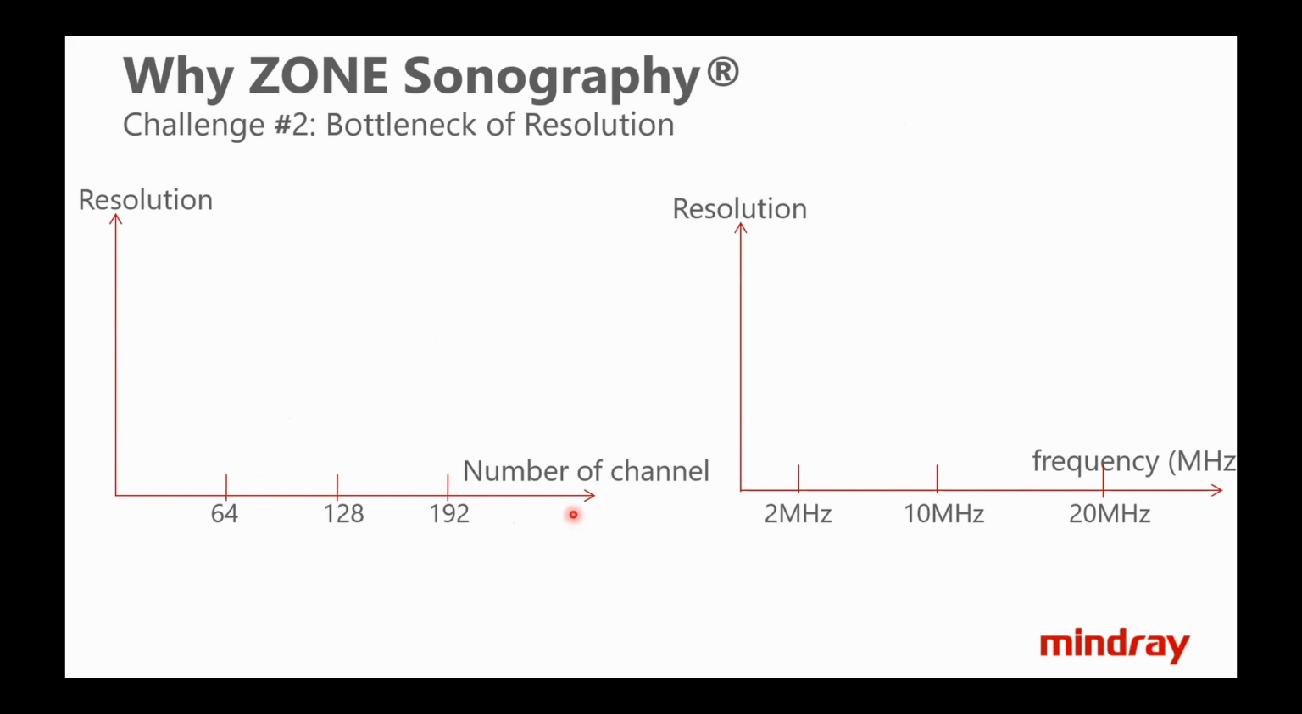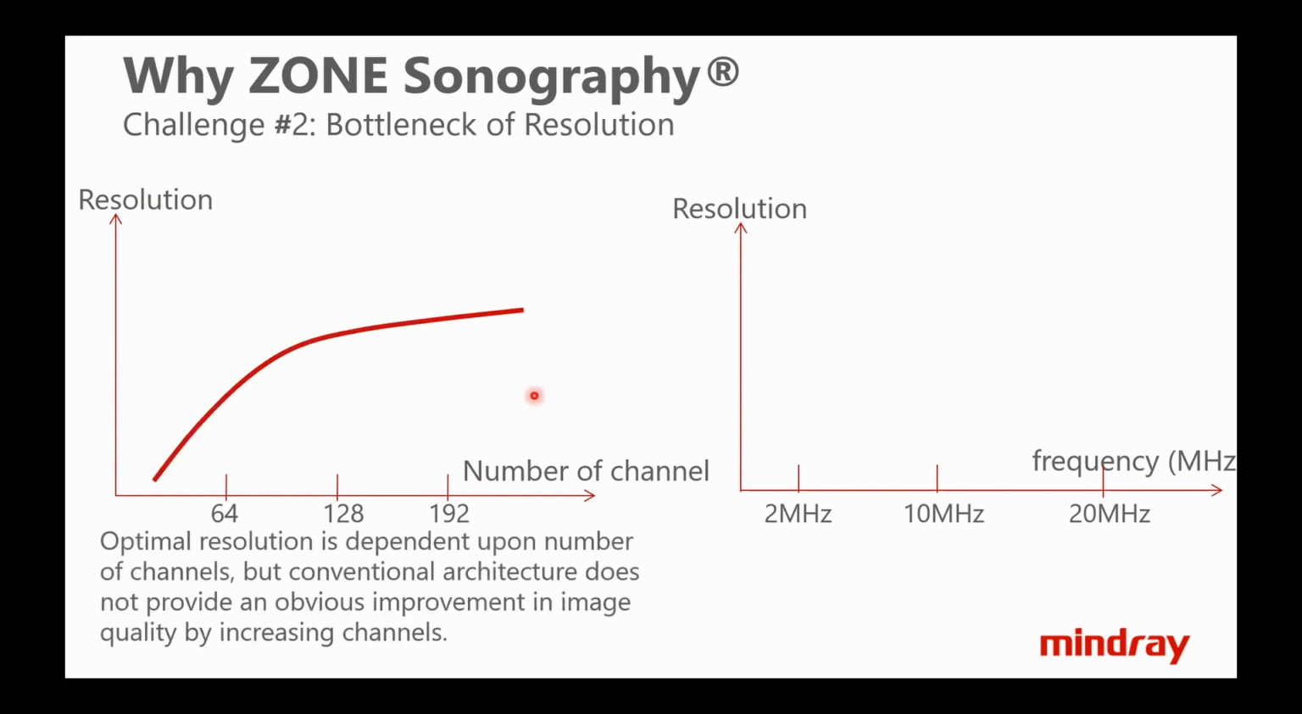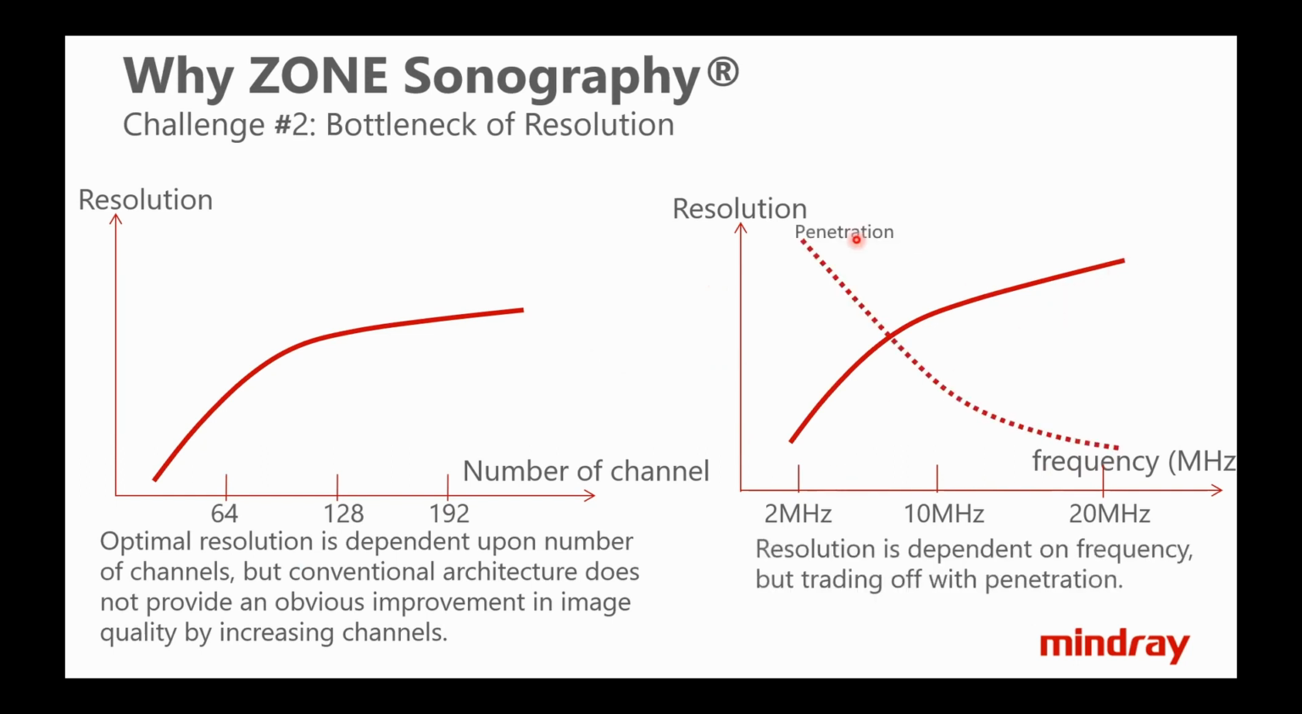For an ultrasound machine, we can make a comparison or relationship between resolution and the number of channels. If we increase the number of channels, what happens? The resolution will be higher. Also for frequency and resolution, if we increase the frequency, the resolution will be higher, but the penetration will be lower.